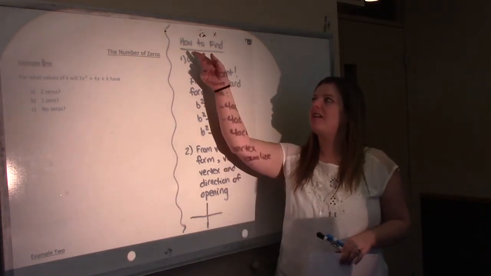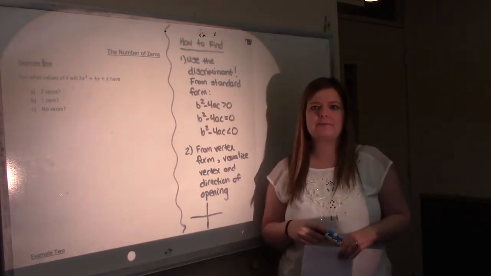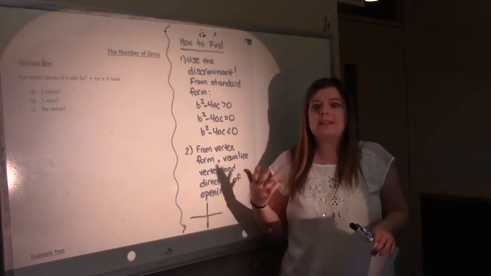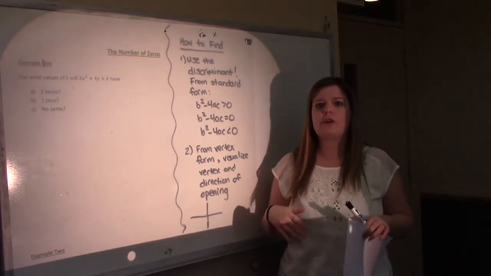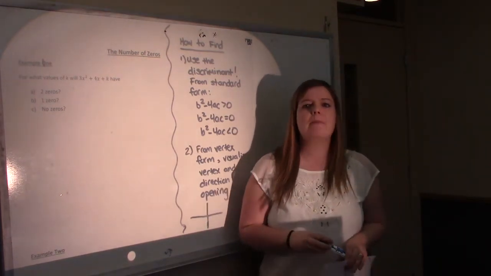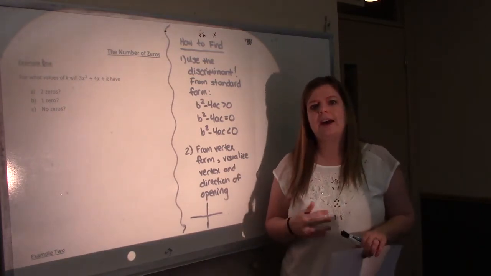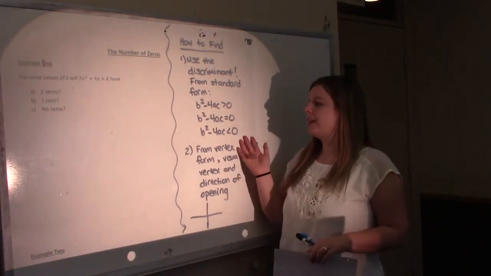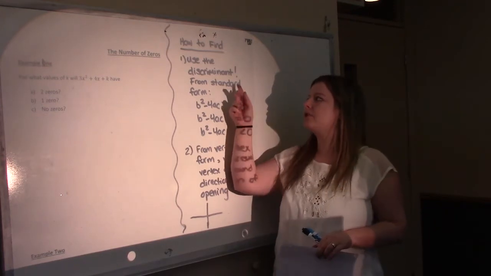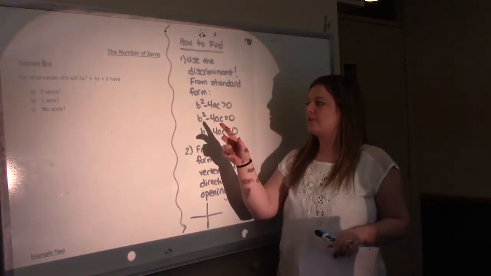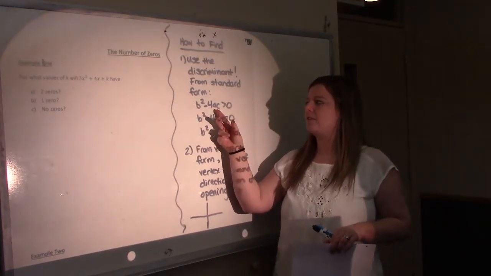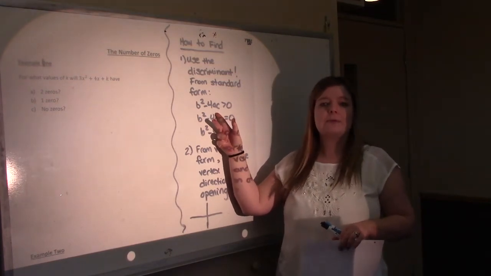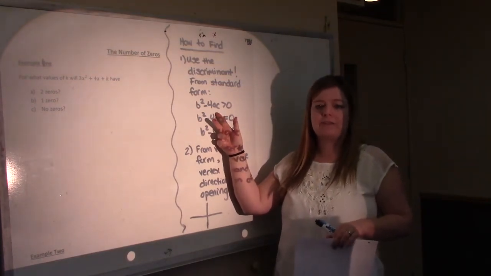So let's recall how you actually find the number of zeros. If it's in factored form, you can see what the zeros are right there, so you already know the number of zeros. But in standard form and vertex form, you have to do a little bit more work. If the equation is in standard form, you should use the discriminant. The discriminant is b squared minus 4ac. Remember, that's what's underneath the square root in the quadratic formula.